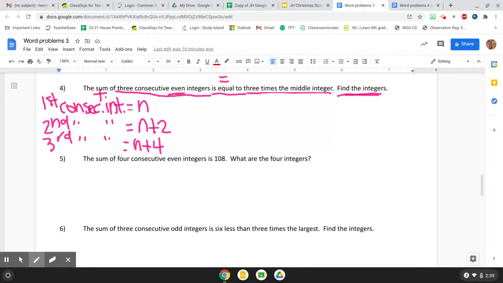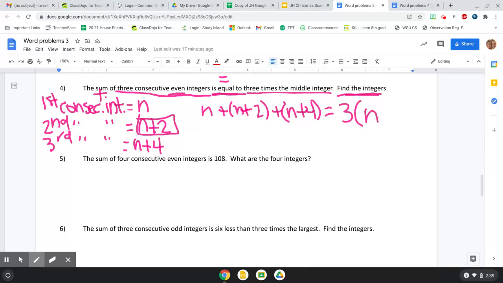Now that I have those defined, it's telling me the sum of those 3. To represent that in my equation, I can say n, because that was the first one, plus the second one, and notice I put it in parentheses just to keep it straight, n plus 2, plus the third one, n plus 4, is equal to 3 times the middle integer. This is my middle integer, n plus 2, so that's 3 times that quantity. Make sure that you put that in parentheses. Now I have my equation, and I can go ahead and solve.